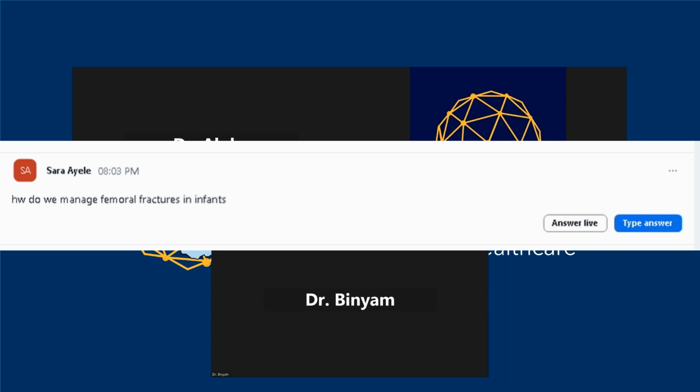How do we manage femur fractures in infants? Okay, that's a great question. In infants, we immobilize it. It depends. If they're less than 6 months, we put them in a Pavlik harness. If they're older children, we use hip spica for femur shaft fractures. That's actually its own seminar. But generally, for less than 6 months, we do Pavlik harness, and for older children up to about six years, we do hip spica. And for neonates, we splint it with a spatula.